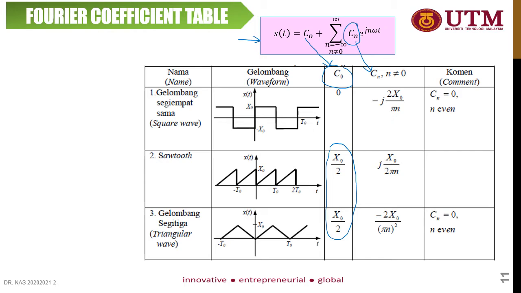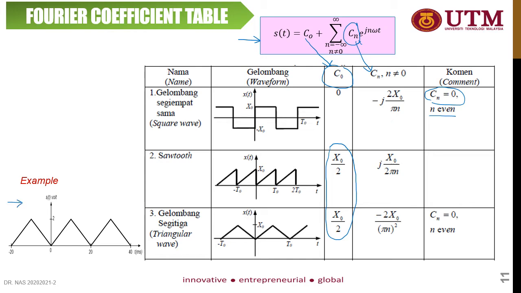For example, for the first one, the square wave, Cn will be 0 when n is even. So this Cn will be 0 if n is even, so you just need to consider the odd numbers. Now, for example, you are given this signal, so you need to compare to the table the closest shape to the signal given to you. In this case, the closest one is the triangular wave.